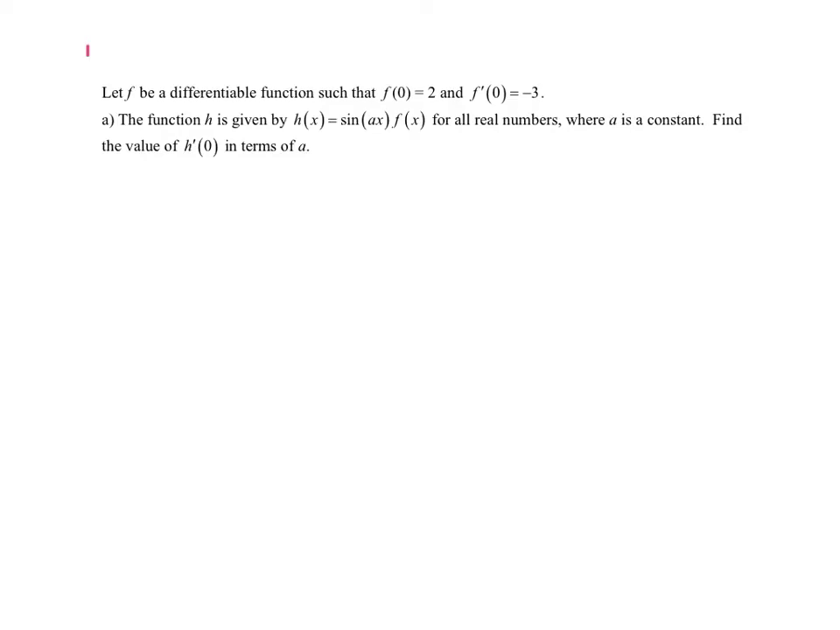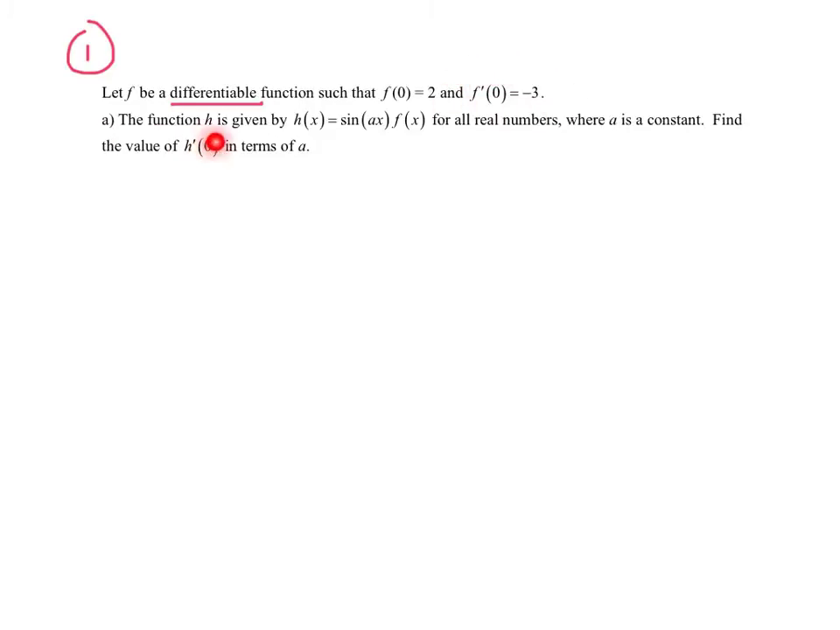Alright, example number 1 tonight. Let f be a differentiable function such that f of 0 equals 2 and f prime of 0 equals negative 3. Now don't let this word differentiable scare you. All that means is you can take the derivative, which we know is true because they did right here.